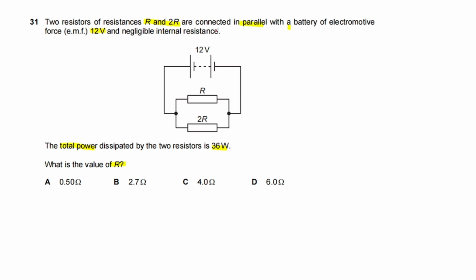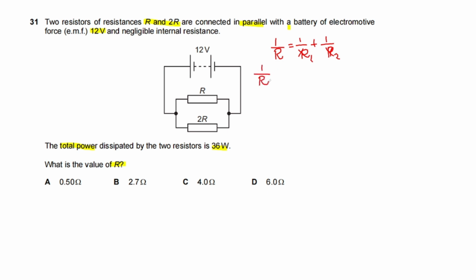Here it is given that R and 2R are connected in parallel. In the case of parallel connection, the reciprocal of the total resistance is equal to the reciprocal of the first one plus the reciprocal of the second one. This is the equation that we follow. You can name them R1 and R2 as well. So here the total resistance is what you need to find out first.